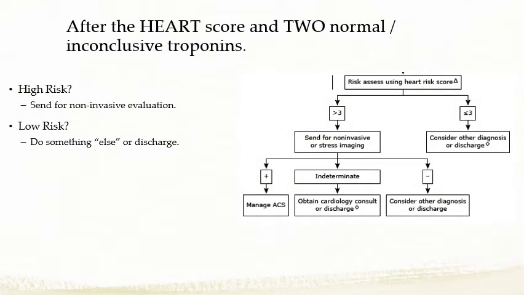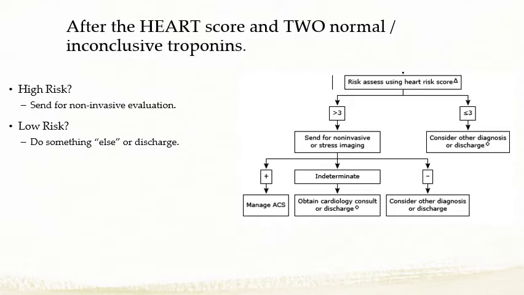Okay, so now we're in that situation where we've got 2 normal or inconclusive troponins, and based on the HEART score, we figure out what we can do. If the HEART score is low, if it's 3 or less, then we can consider discharging the patient, or we have to go and consider other diagnoses if there are symptoms that would suggest that. That's, again, kind of an easier thing, right?